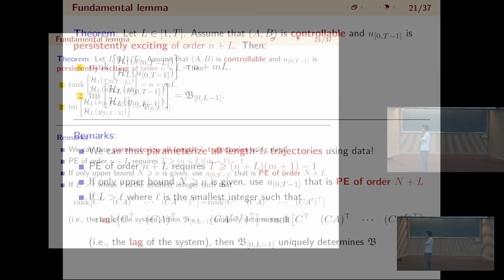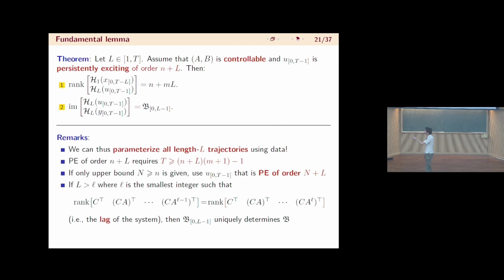This lag, little l, is the smallest integer for which the rank of the observability matrix up to power L minus 1 is equal to the rank of the observability matrix up to power L. And that's called the lag, the smallest integer for which this equation holds. If I now choose capital L sufficiently large, namely larger than the lag, then the restricted behavior uniquely determines the entire behavior of the system. So you can find the entire input-output behavior from this restricted behavior. Since we can find the restricted behavior using the data in item 2, you can also find the entire input-output behavior.